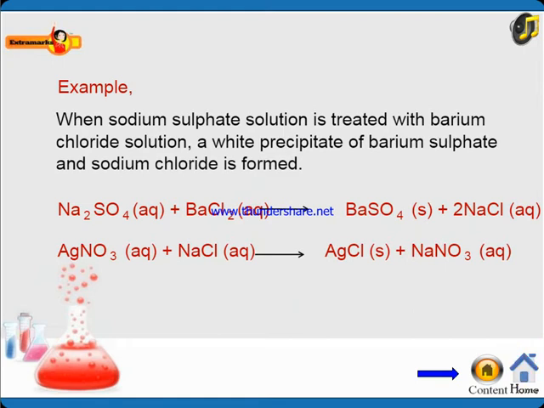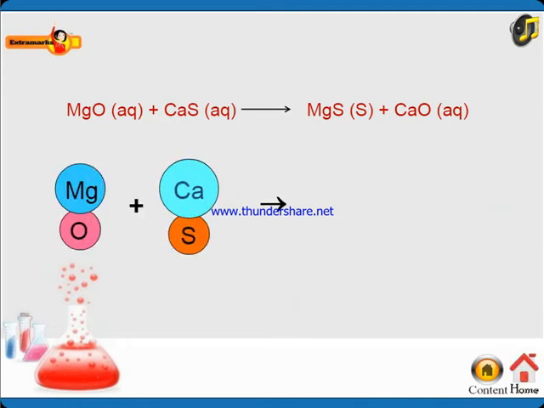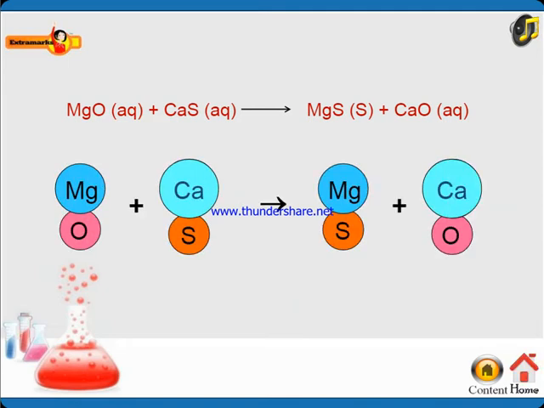When silver nitrate solution is treated with sodium chloride solution, a white precipitate of silver chloride and sodium nitrate is formed. When magnesium oxide solution is treated with calcium sulfide solution, a white precipitate of magnesium sulfide and calcium oxide is formed.